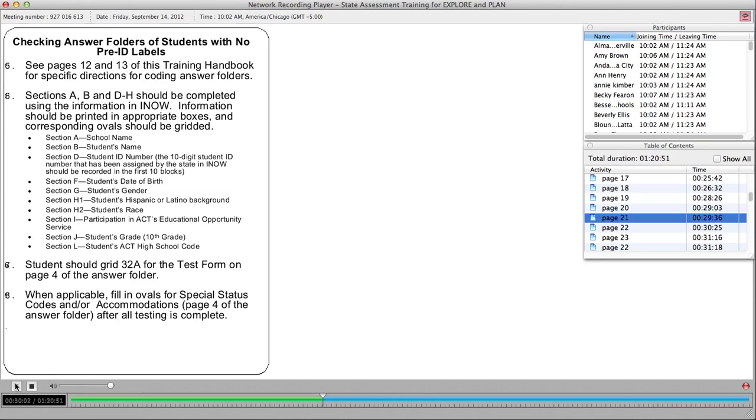The test form used for Plan will be form 32A, and the form for Explore will be 05A, but that information will be in the Explore handbook itself.